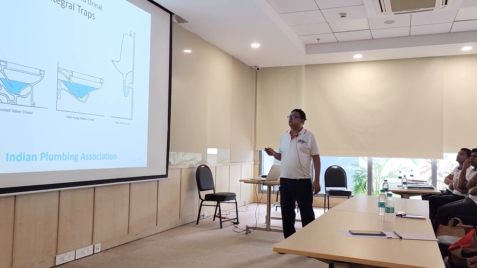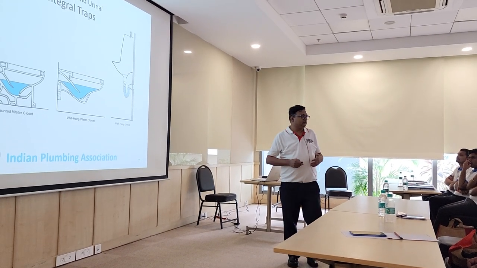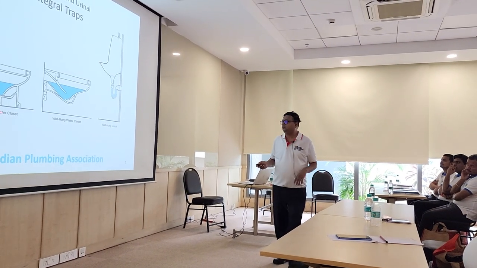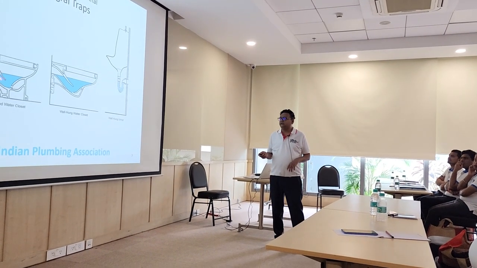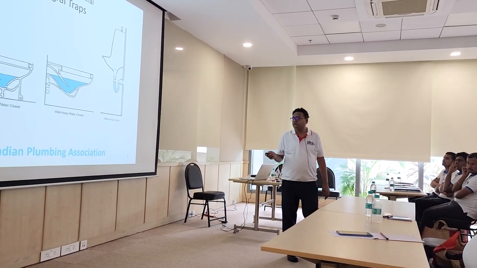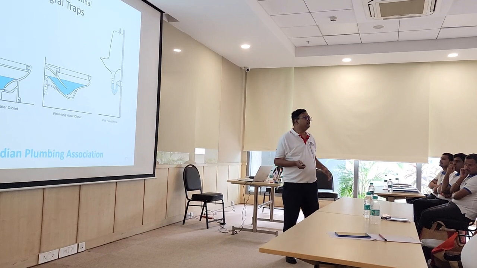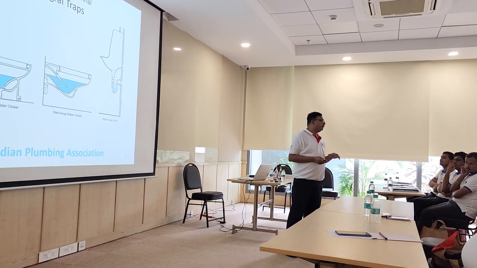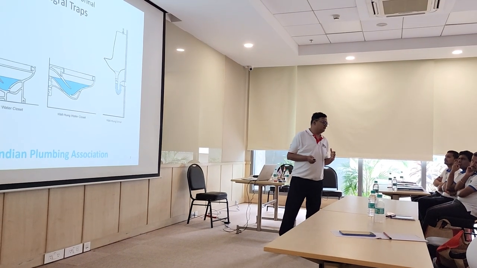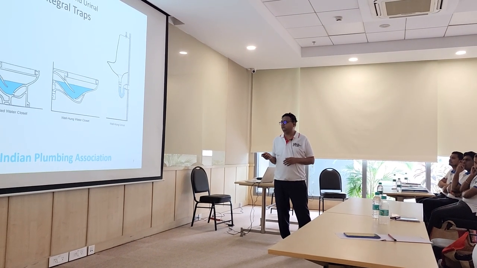Integral trap. Some fixtures come with an inbuilt trap. They are called integral traps. So a WC is usually there with a P trap. There used to be an S trap also in quite earlier days, but now because of efficiency issues, the S trap is not much used in the WC.